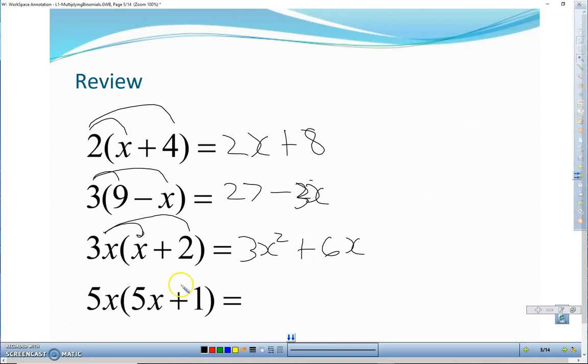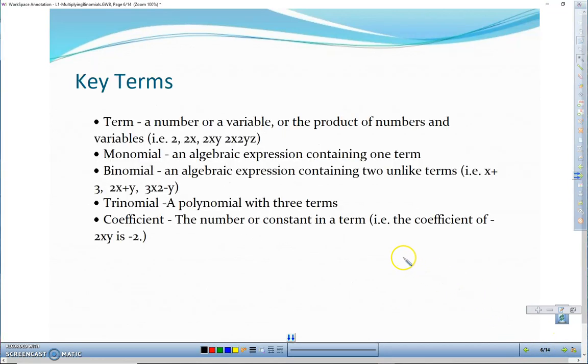And we've got the x on the outside. 5x times 5x is going to be 5 times 5 is 25, x times x is x squared. 5x times plus 1 is plus 5x. Again, these are skills which you'll be using in this lesson.